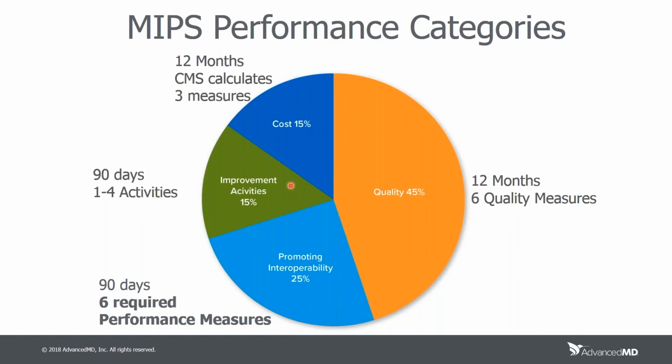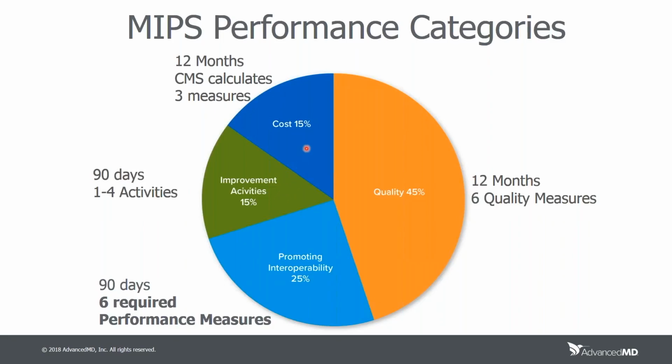Improvement activities, it's 15% of your final score, just like it has been before. It's a 90-day consecutive period, and you'll choose between 1 and 4 activities depending on the size of your practice and how many you need to do to get that full 15%.